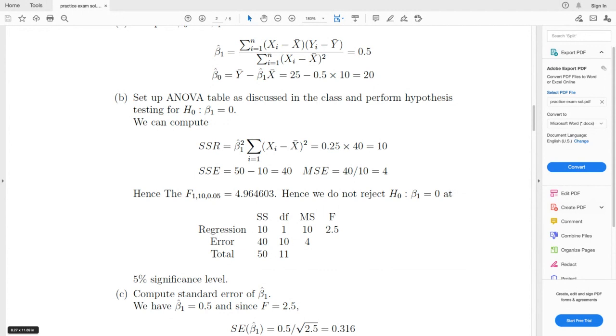So, in summary, there are two approaches. You can use the F critical value and compare with the test statistic. And then you can calculate the p-value. Don't worry about this document. I will post it after this office hour, which is the solution.